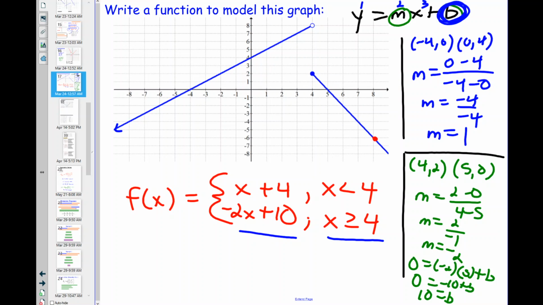Can you agree that a negative 6 falls on that piece? Okay, so let's put in an 8 for x and let's see what happens. What's negative 2 times 8 plus 10? Negative 6. So it's not going to touch the y-axis. That's why I said if it were to continue, but it doesn't continue. There's an endpoint there. But if it were to continue, that's where it would touch the y-axis.